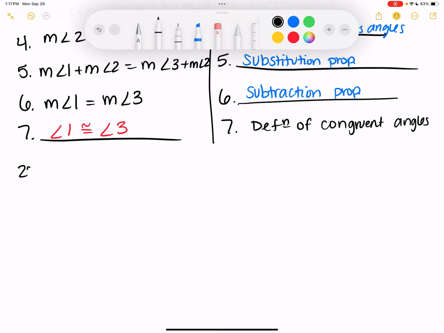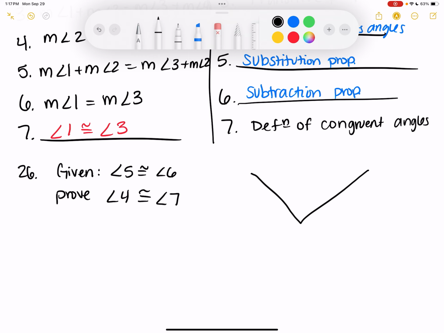All right, 26. This one we have to do the entire proof ourselves. So they give me a given, that angle 5 is congruent to angle 6. They want me to prove that angle 4 is congruent to angle 7. The picture for this looks something like this. This is 4, it's 5, 6, 7.